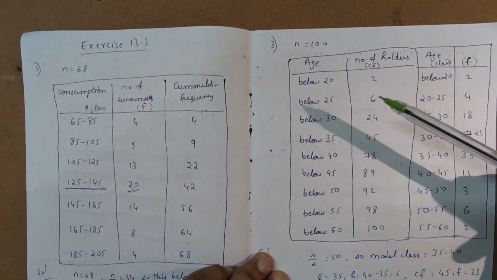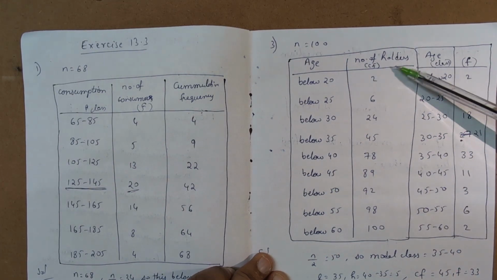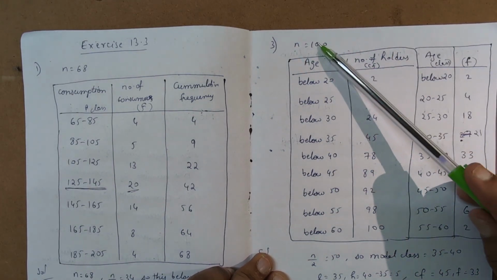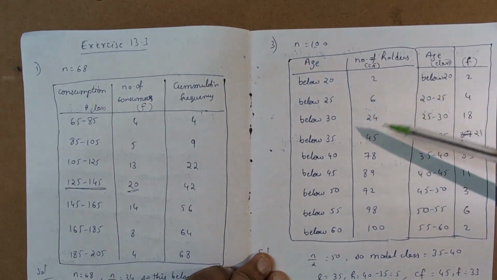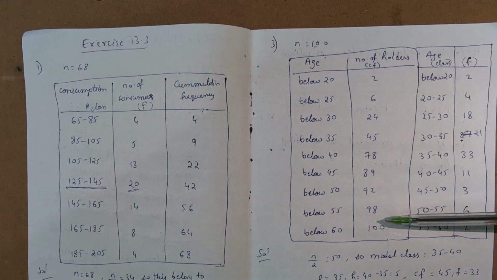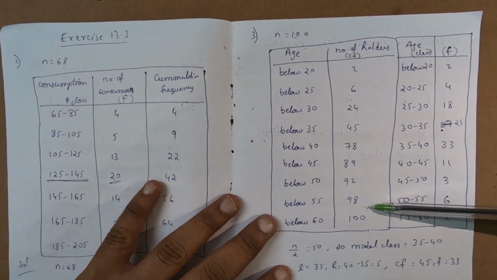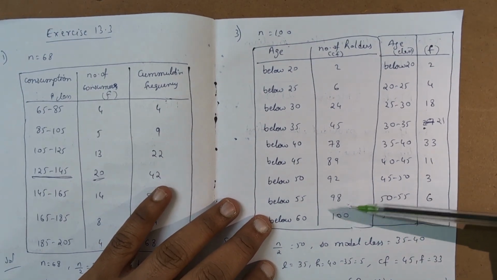In this question they provided class values as well as CF values. Why am I saying CF? Because they provided the n value as 100, and you can also see the last value is 100. By seeing this itself you can understand that these are CF values, not the frequency values. Now you need to find the class values.